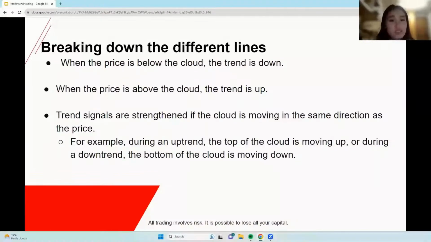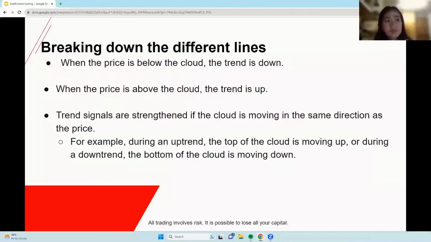So if we're just looking at the cloud only, which is, I guess, the fastest way, because you just look at it at one glance, it tells you exactly what the indicator signals are. So over here, I'm telling you guys that when price is below the cloud, then the trend is downwards, or it's suggesting a downward trend. When the price is above the cloud, then the trend is typically upwards. Trend signals are strengthened if the cloud is moving in the same direction as the price. So for example, during an uptrend, the top of the cloud will be moving up, or during a downtrend, then the bottom of the cloud will be moving down.